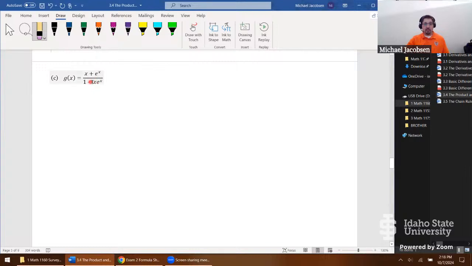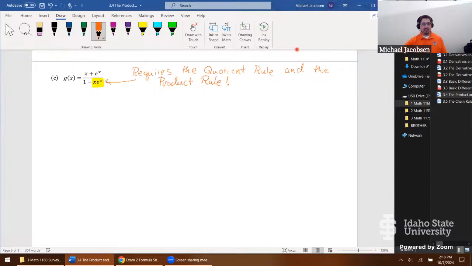But it gets even worse. Right here in this denominator, let's just temporarily highlight it, we have a product, x times e to the x. Because of that, this problem requires the quotient rule and the product rule. This deserves an exclamation mark. And you know what, let's leave that highlighting right there just to say that part right there is what also requires a product rule all at the same time.